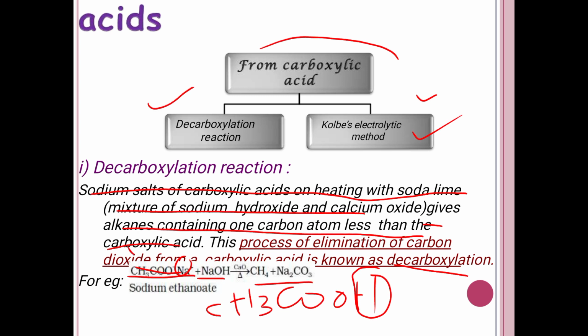As you can see, in this compound 2 carbon atoms are there, but after the reaction we are getting the alkane which carries 1 carbon atom. This method is known as the decarboxylation method.